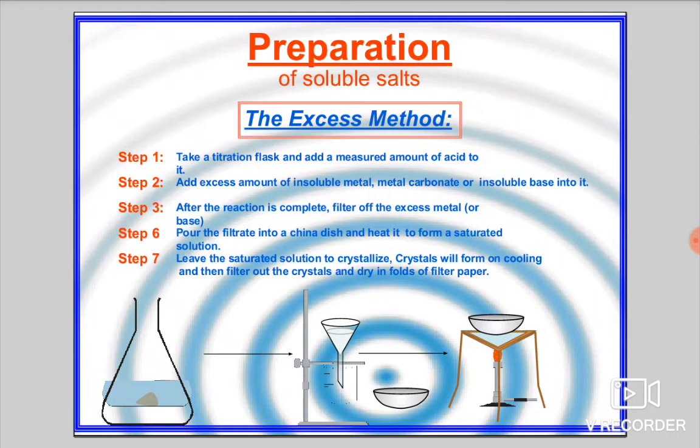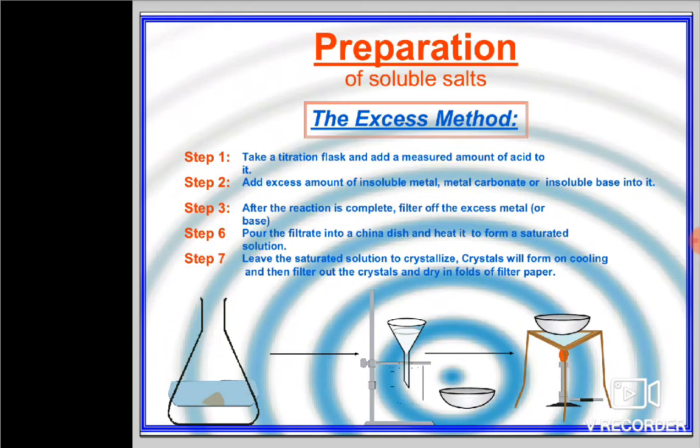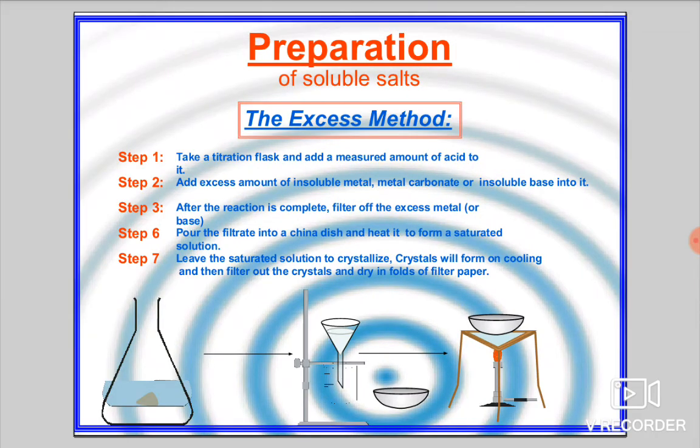the excess method. In this, take a titration flask and add a measured amount of acid to it. We add the acid and then add excess amount of insoluble metal carbonate, or insoluble base. So in this we also react acid with base. In it we can add insoluble metal carbonate or insoluble base.